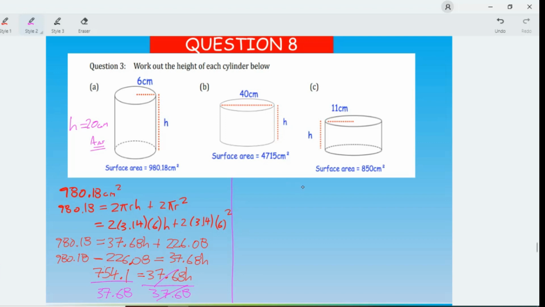Pause and attempt. Now, doing number 2 is the same thing. 4715 equals what? 2 pi rh plus 2 pi r squared. So in that case, we get 4715 equals, plug in 2 times pi, 3.14, times the radius. If the diameter is 40, then the radius is just 20. So times 20 h plus 2 pi r squared, 2 times 3.14 times the radius again, 20 squared.